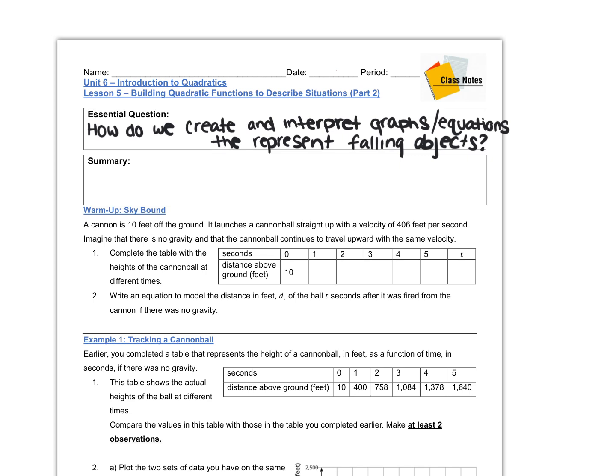So here's kind of a crash course to our lesson for today. Our objective for today is to be able to create and interpret graphs and equations of objects that are being launched in the air, obviously falling to the ground. So as always, kind of like what we do in class, right?